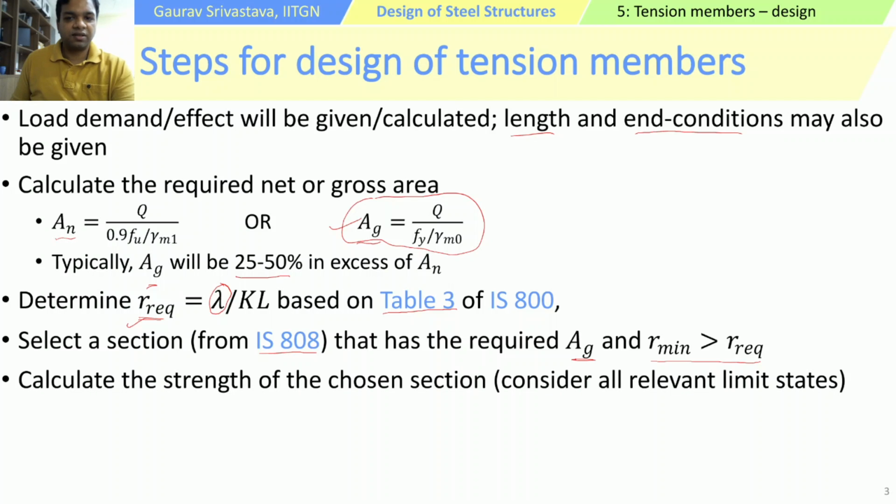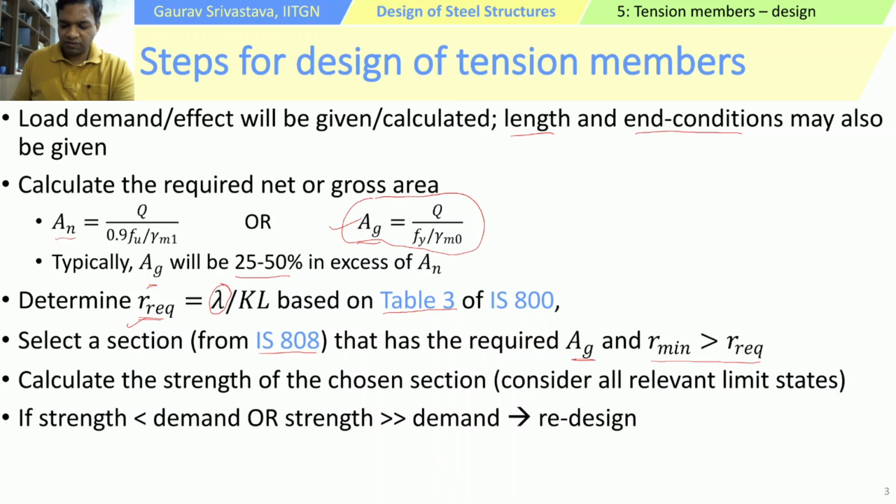Once we have chosen a section, then we have to do analysis. We have to calculate the strengths in tension of the chosen member with respect to different limit states. Now we have to consider all 3 limit states of failure: yielding of gross section, rupture at net section, and block shear failure. Once we have calculated the strengths of all of these, if that strength comes out to be more than the demand, then our design is safe.